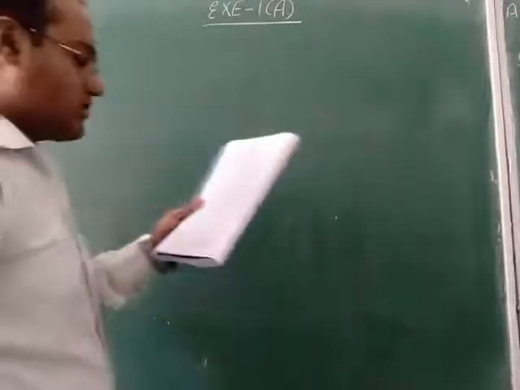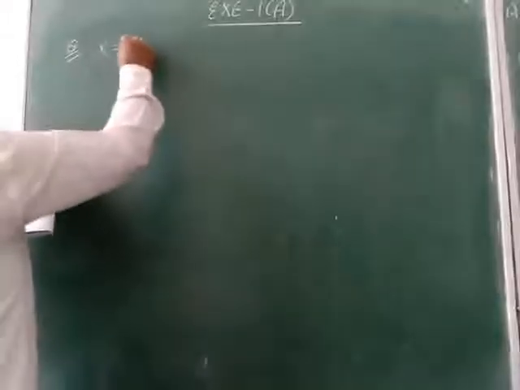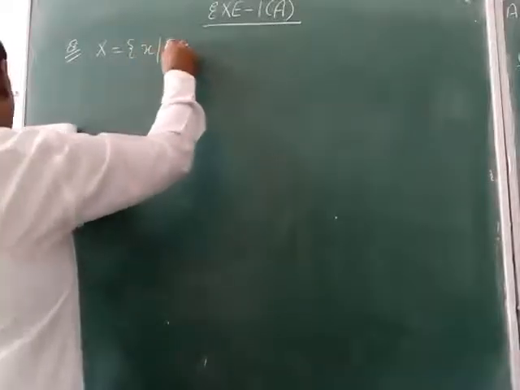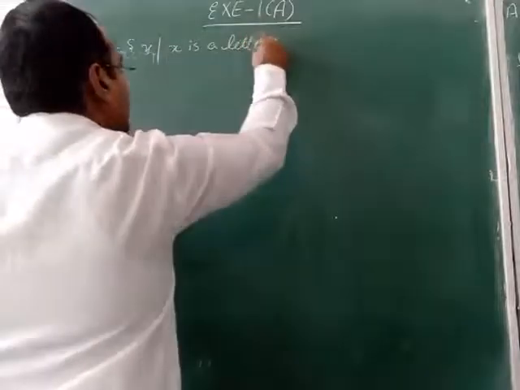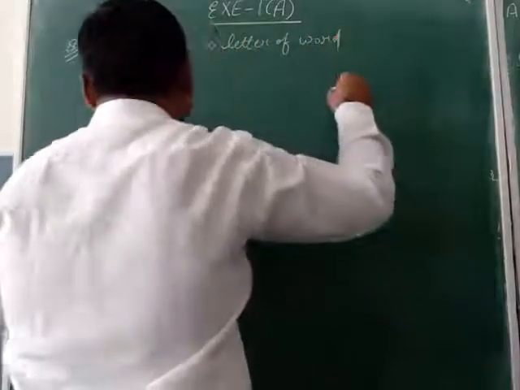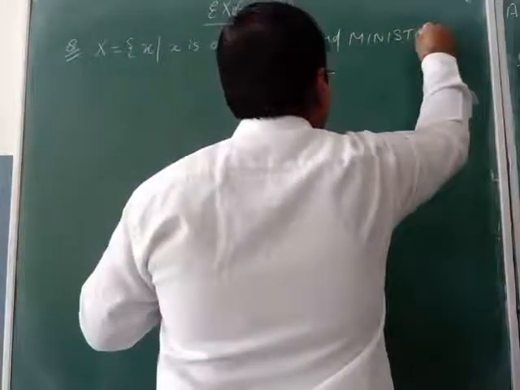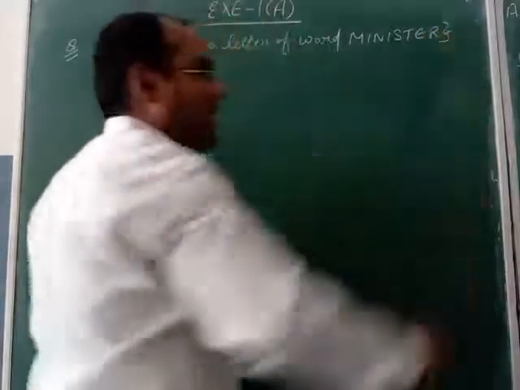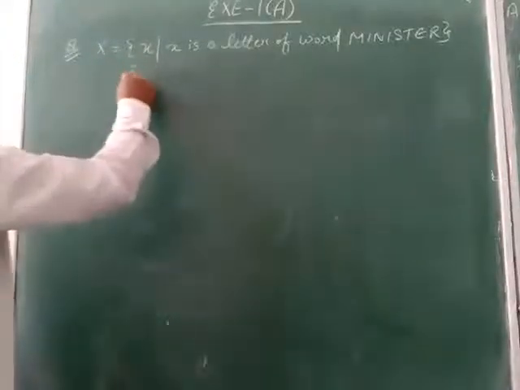In the 8th question, X is equal to x such that x is a letter of the word "minister". We have to write the letters of the word. Letters of the word means which alphabets are coming here, that we have to write in the set.